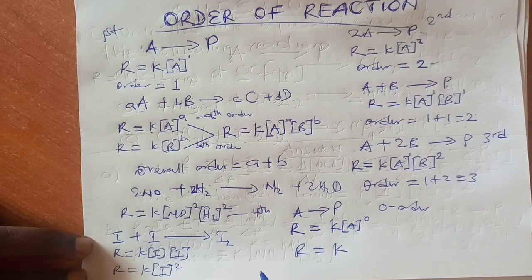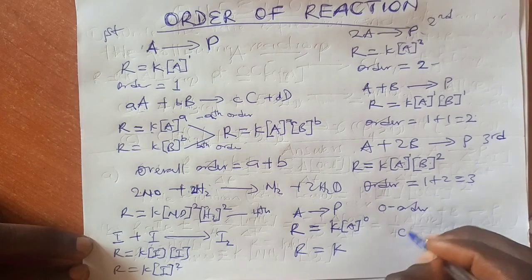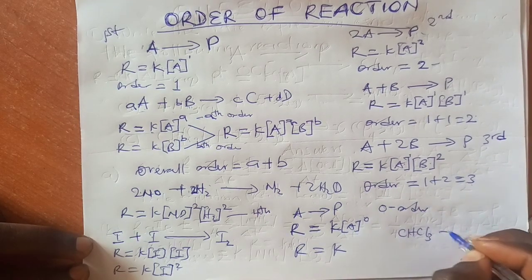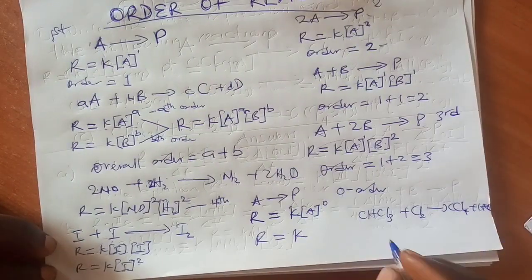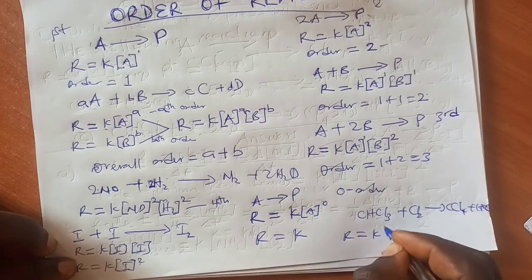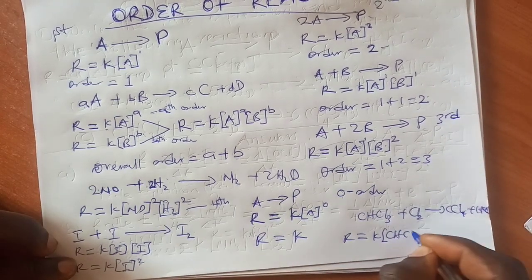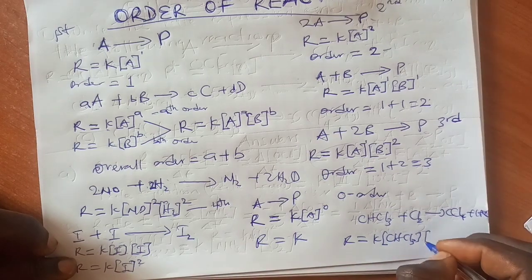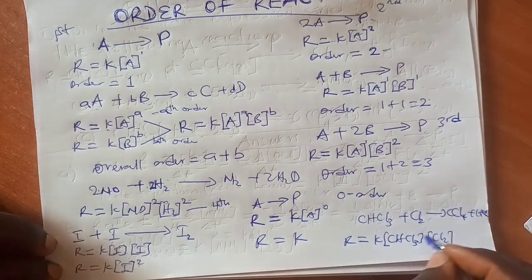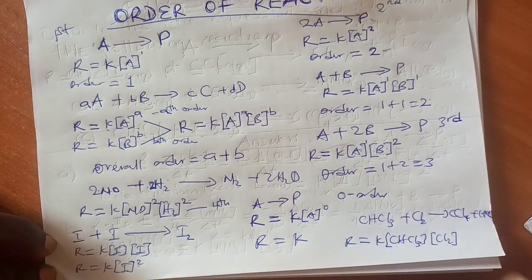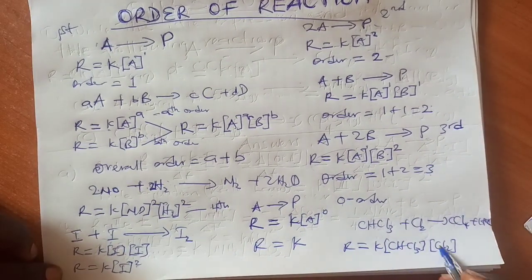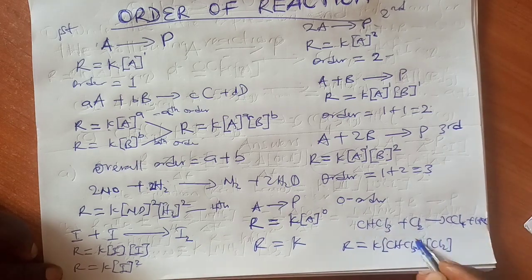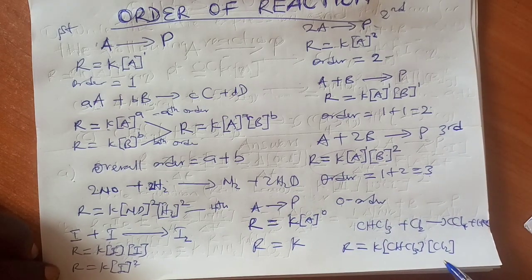I hope you understand. You can see a reaction like this: CHCl3 plus Cl2 to give you CCl4 plus HCl. If you are going to write this, you are going to have R is equal to k into the bracket of CHCl3, then Cl2. So this one will come out as a second order reaction from the chemical equation point of view as we write it. I hope you understand what I'm saying, because the power here is 1, the power is 1. When you add them together, it is equal to 2.